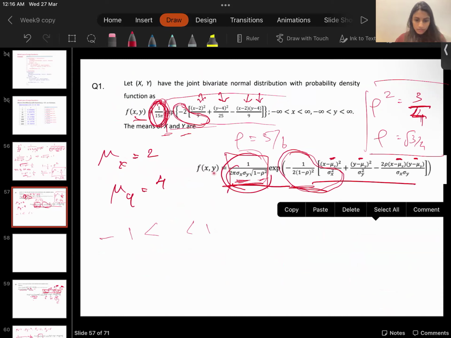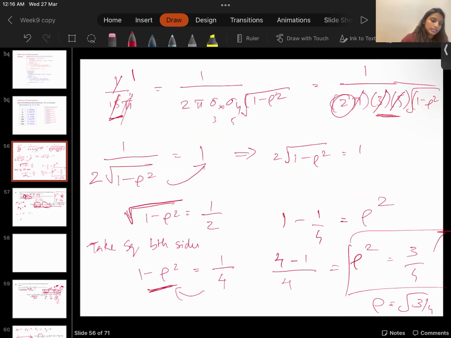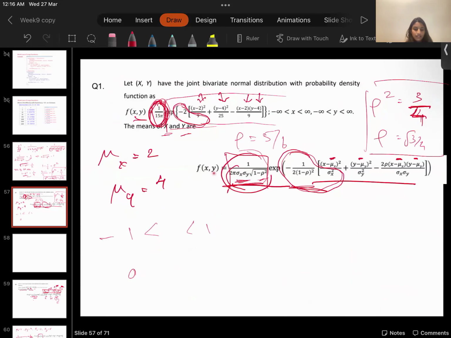Wait just a minute. So square root of 3 by 4 gives you about 0.8. We just calculated rho square is equal to this, so rho is equal to 0.866 something. Okay, so now we have all these values.